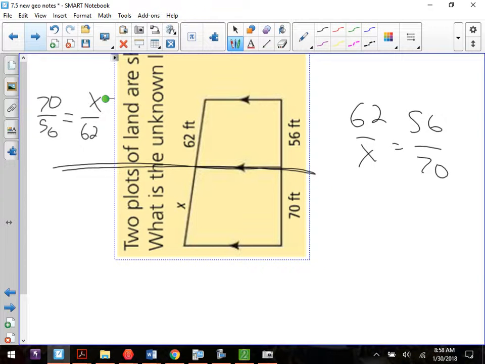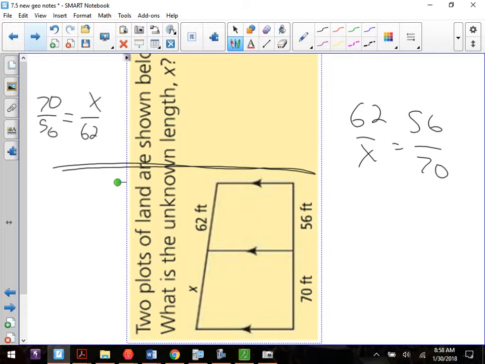So if you cross multiply this out, what do you get? 77.5. Anybody else agree, disagree? Okay.